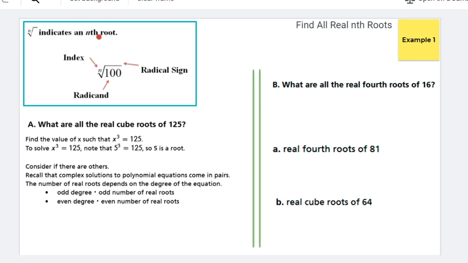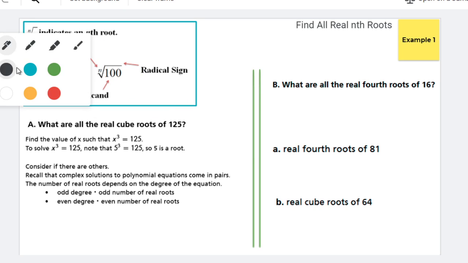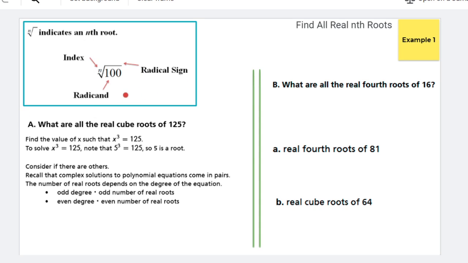When we are talking about an nth root, we're talking about using this radical symbol, and we have what's called an index of n. The number inside is called the radicand. So when we describe an nth root, we are wondering what number raised to the nth power will get you that number inside the radical. That's what we're trying to do, but in reverse.